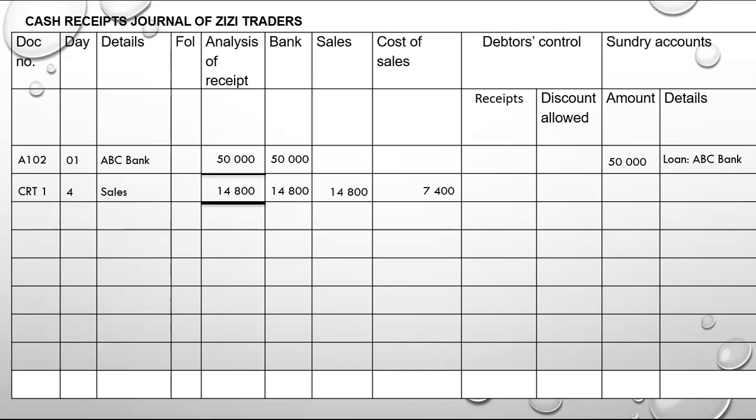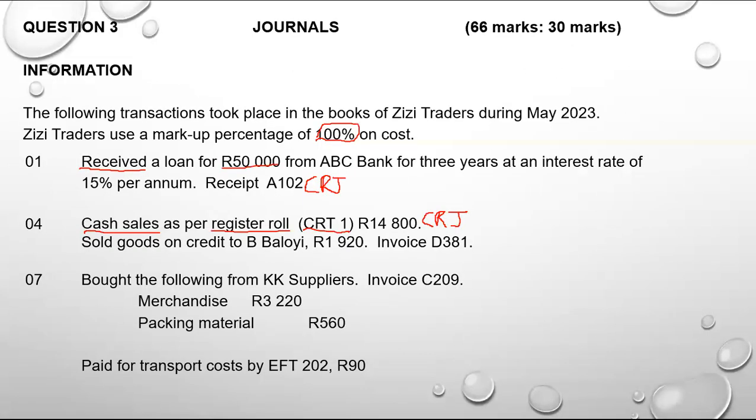When we, as the business, return goods, that's why it's very important to read and know who you are. For instance, here, the most important thing that you needed to know is that we are ZZ traders. That's who you are. So whatever you do here, you do it on behalf of ZZ traders.